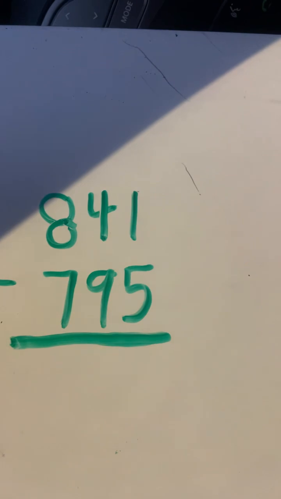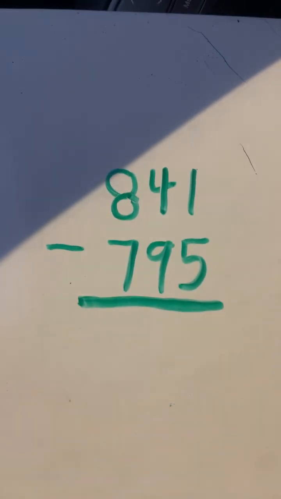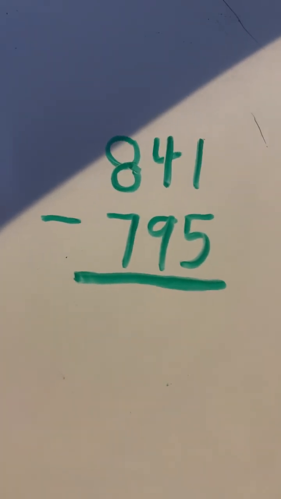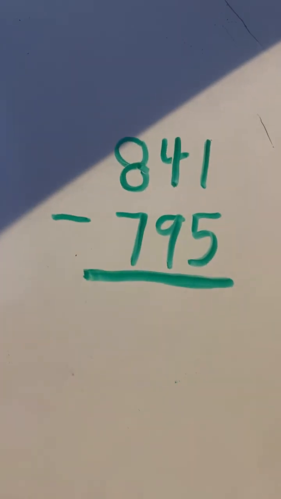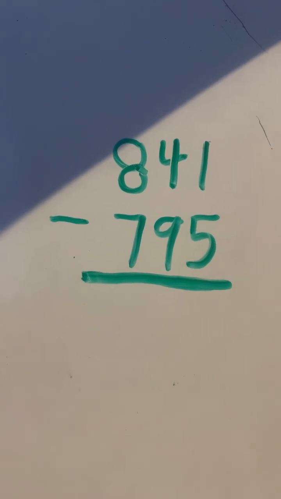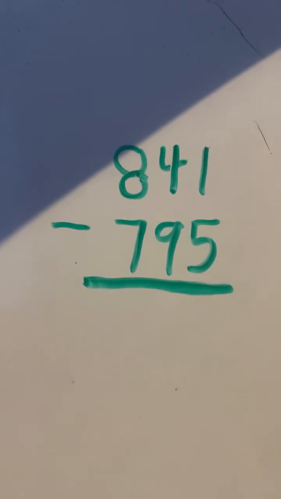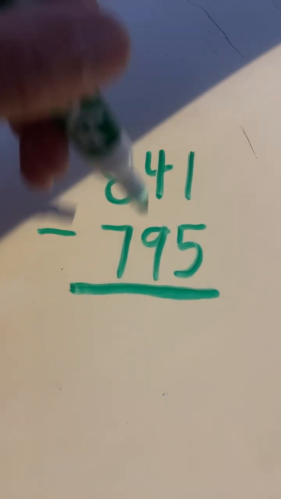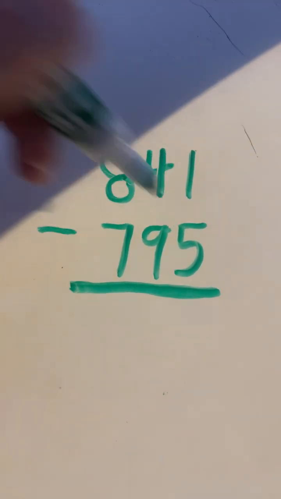This problem's a little bit different. So again, before we subtract, we see if regrouping is needed. And in this problem, we have to regroup in the ones and the tens place. You can't start out with 4 and take away 9, and you cannot start out with 1 and take away 5.